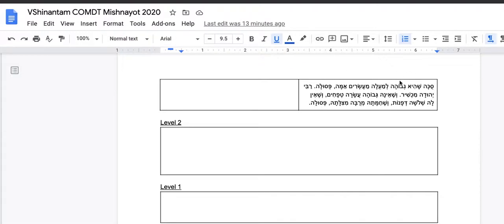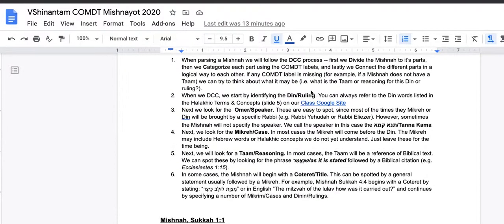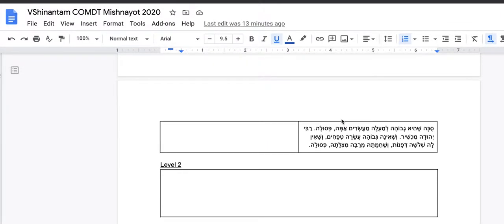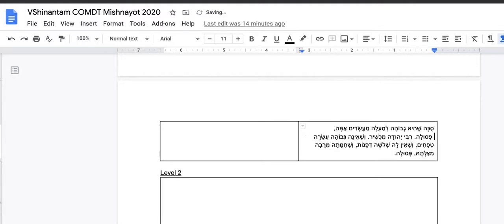This may be a little bit like Chinese to some, and so let's see how the COMDT helps us to identify the structure and therefore also the meaning of this Mishnah. As we said before, we're starting with the DCC process, the divide, categorize, and connect, by looking for the din. In this particular case, I identify right away the word psula, and I know that psula is a din word, and so I'm going to divide it.